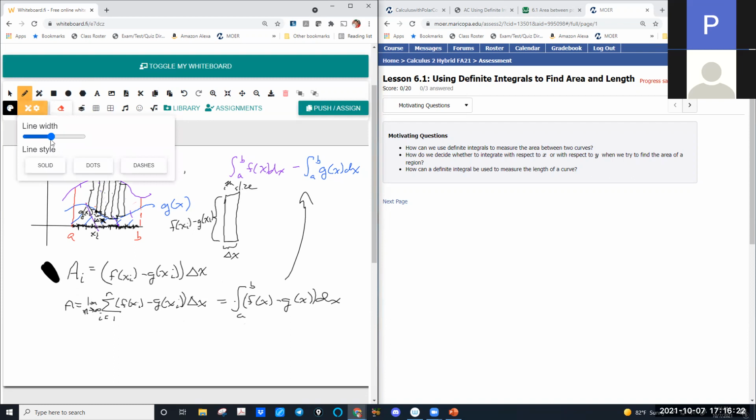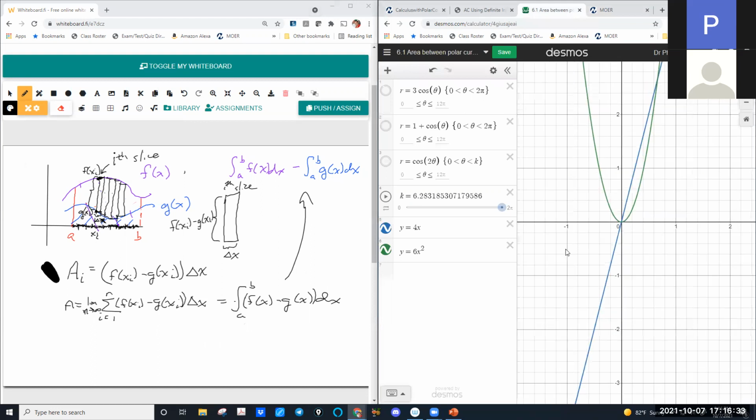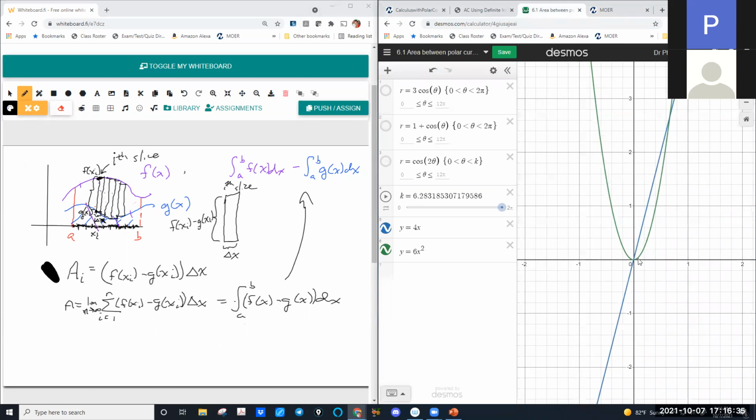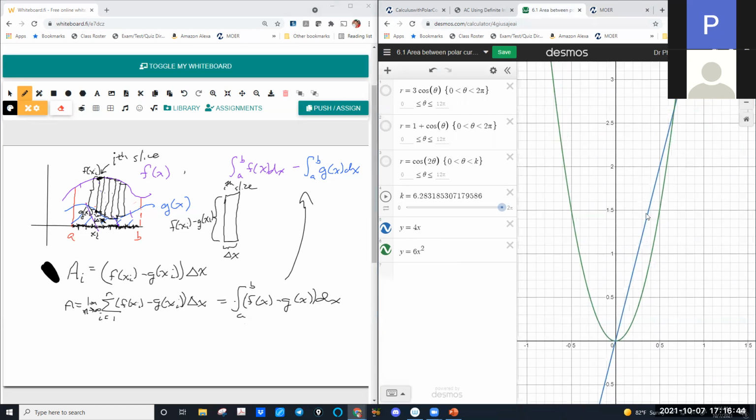Okay, so let's just say we pick a couple curves. I've got a couple already here in Desmos. We'll do a couple examples. We'll do one in x and one in y. Let's say we want the area between y equals 4x and y equals 6x squared. Well, we can see the area right here.